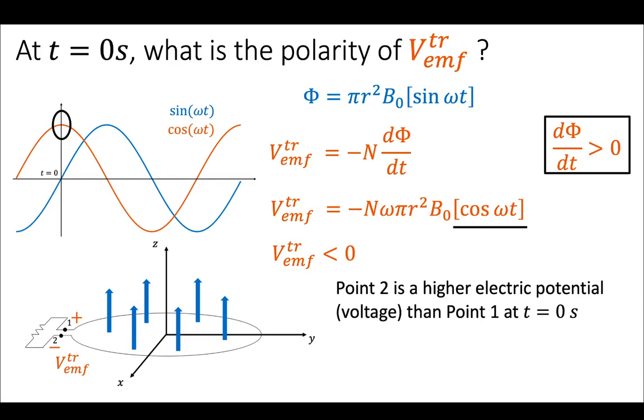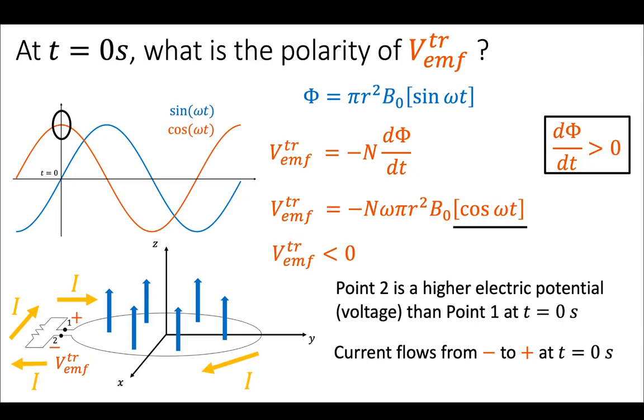So point 2 on the bottom, where we have the negative sign, is at a higher electric potential voltage than point 1. And if point 2 is at a higher potential, that means that the current is going to flow from minus to positive at time equals 0. And that's backwards from what was defined by our ds using that right-hand rule. So the current is flowing in the opposite direction from what had been defined based on the right-hand rule from ds, which means that we will call the polarity of the transformer voltage negative here. So it's a negative polarity.